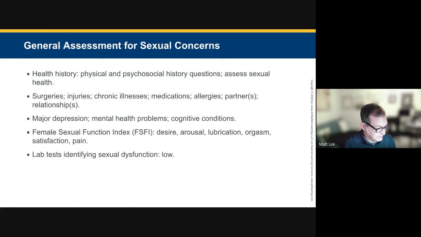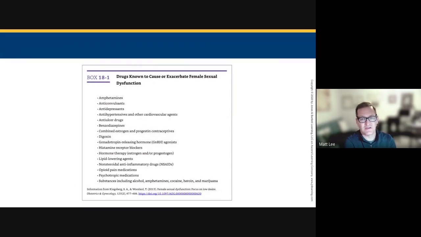So how would you in general look at this? Well, as we would joke, the answer to this always is take a complete history and physical. Yes. So we do want to do a physical exam. We want to do a psychosocial history and assess sexual health. We're going to give you a questionnaire suggestion here in a second. Identify chronic illnesses, medications. Medications, cause is a strong word. Exacerbate, associated with, certainly can be.